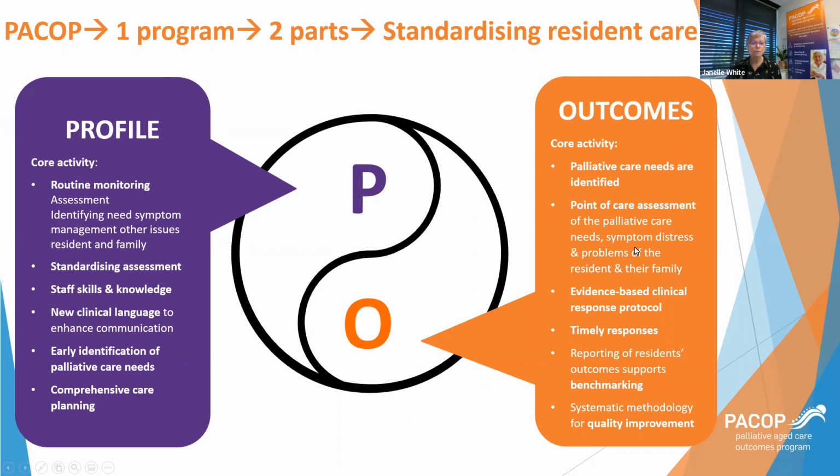So it involves point of care palliative assessments to look at their needs, symptoms, problems, and distress of both the resident and the family. It's really a holistic assessment. They're all evidence-based, plus the timely responses to what you've assessed are addressed through the ARP protocol. And it involves a systematic methodology for quality improvement through reporting every 6 months of the outcomes from care back to aged care homes. So it's a really innovative program.